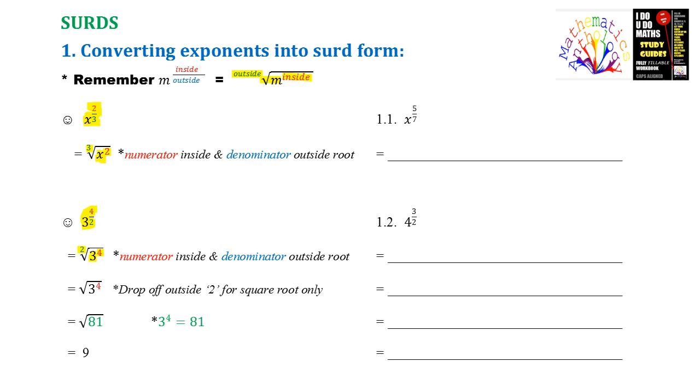Now I can simplify this. Remember, you don't have to write the 2 for a square root, so I left it out in the next line here. So I have the square root of 3 to the power 4. 3 to the power 4 is 81, and the square root of 81 I know is 9.